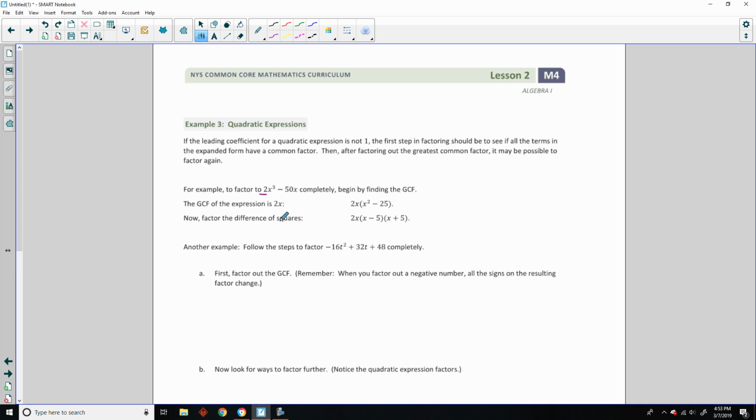Now factor the difference of squares. Since that's a minus sign, perfect square, we get 2x times x minus 5 times x plus 5. And that is the factored form of 2x cubed minus 50x.